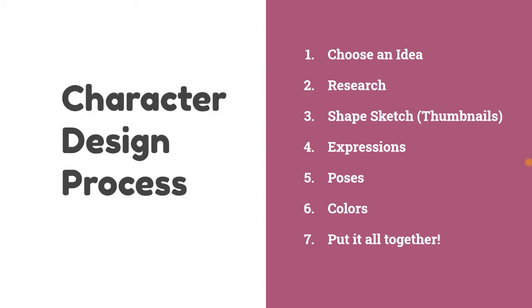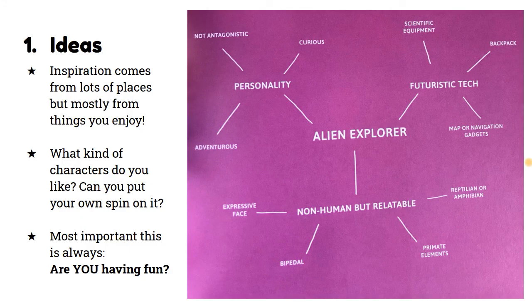So looking at ideas, this is an example from the book where they use a sort of mind mapping diagram to start with the main idea of Alien Explorer, and then they branch off into other aspects such as personality, the clothing, the futuristic tech, or what is this alien going to look like, since there's a big difference between, say, Spock, the Vulcan from Star Trek, and Stitch from Lilo and Stitch. They're both aliens, but they're very, very different.